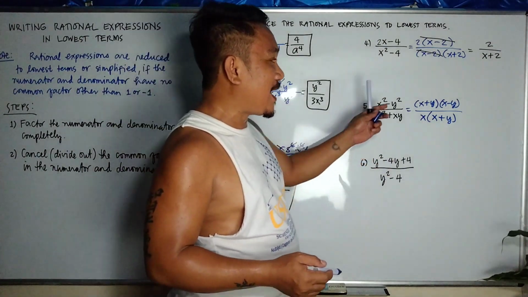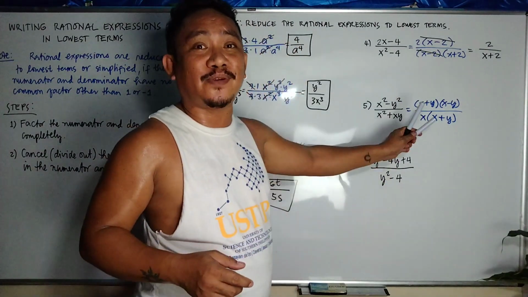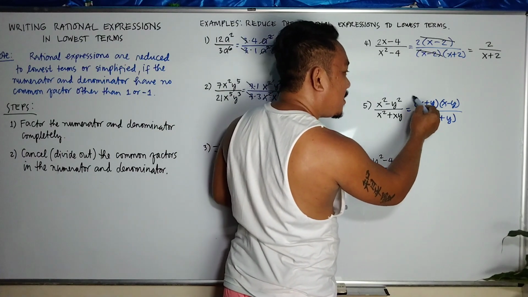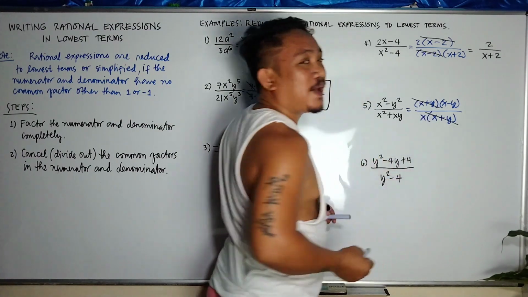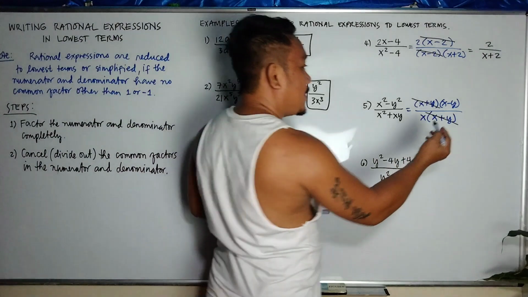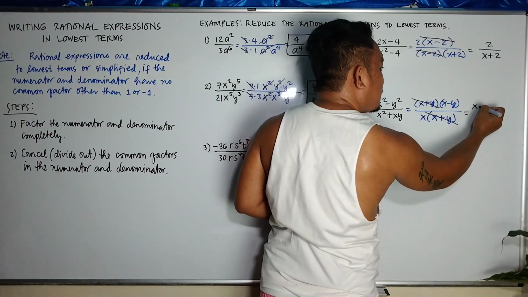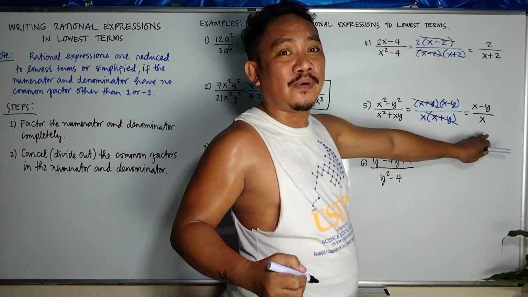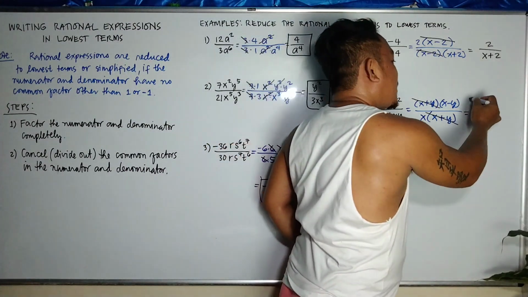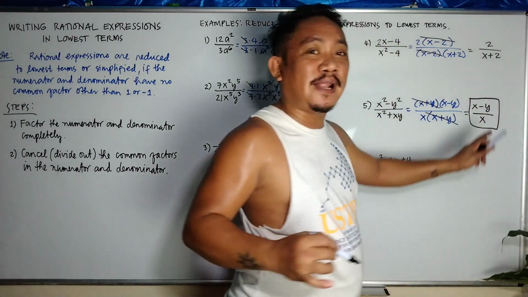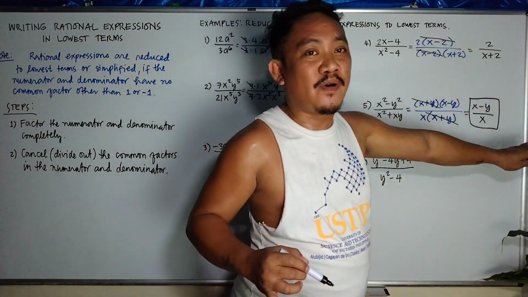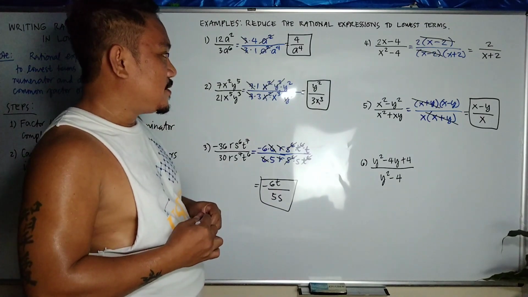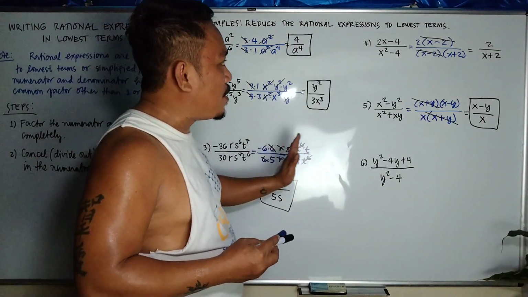At this point, we can also see what is common in the numerator and denominator. The common factor is x plus y, so we can cancel x plus y. What is left? You just copy x minus y over x. Of course, be careful not to cancel the x. That is the reduced form. I hope this simple example is clear.